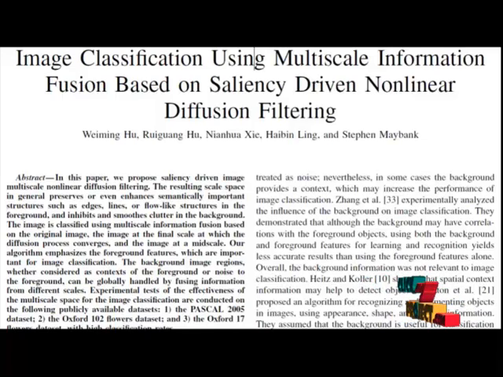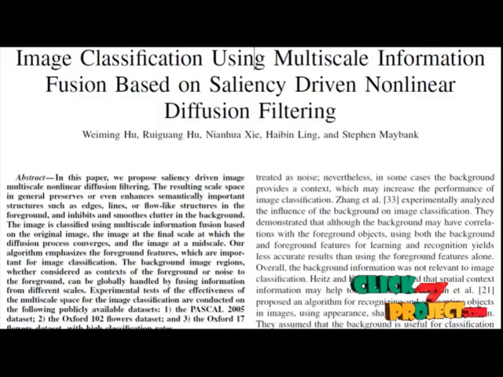Image classification is a very active research topic which has stimulated researchers in many important areas of computer vision, including feature extraction and feature fusion, the generation of visual vocabulary or the quantization of visual patches to produce visual words, pooling methods, and classifiers. In image classification, it is an important but difficult task to deal with the background information. The background is often treated as noise. Nevertheless, in some cases, the background provides a context which may increase the performance of image classification.